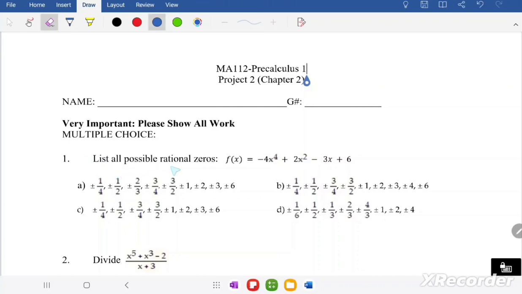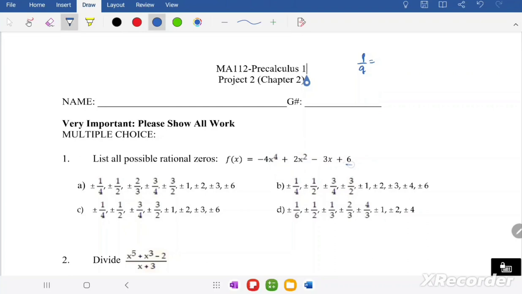It says list all possible rational zeros. So in order to find the possible rational zeros, we have to apply the possible rational zeros theorem, which is the P over Q method. All right. So we have a function given here, minus 4x to the fourth plus 2x squared minus 3x plus 6. We first have to identify which of these is the P and which one is the Q.